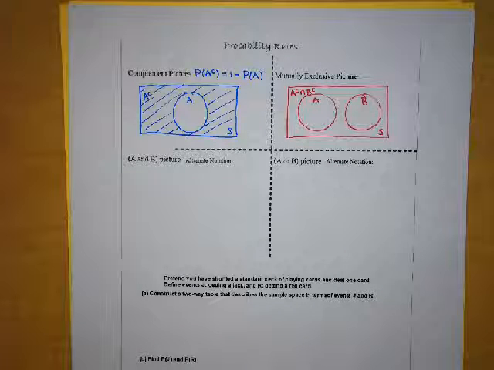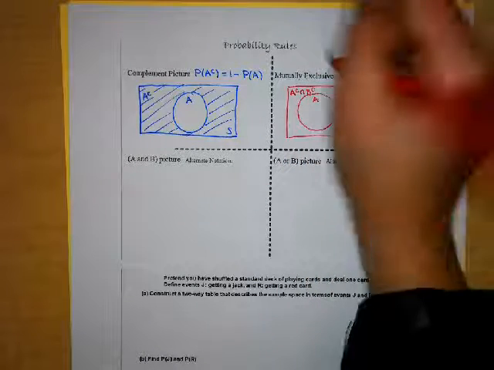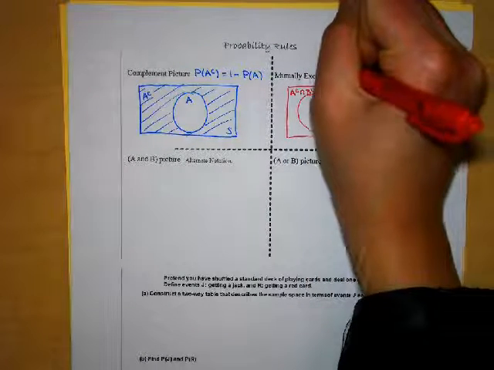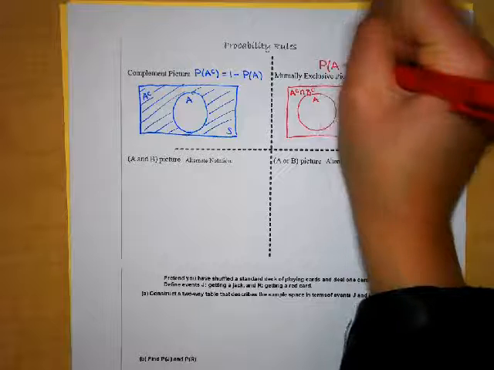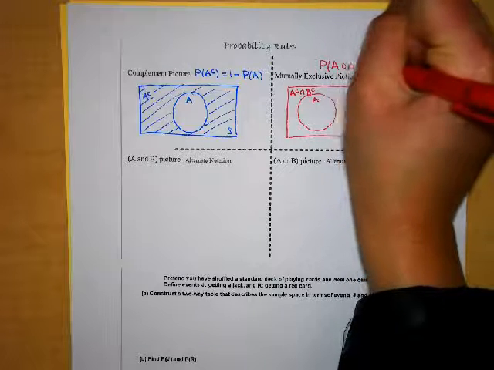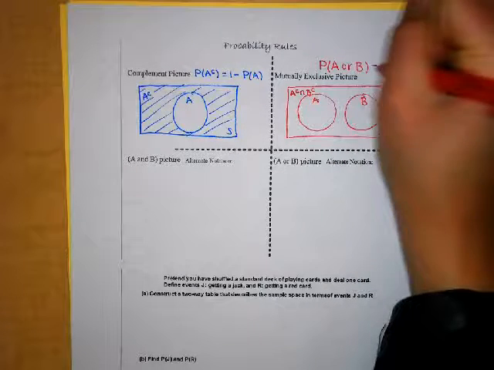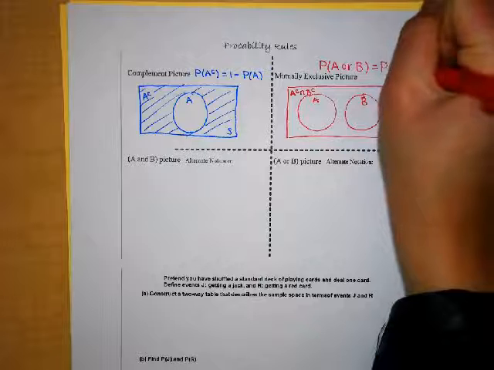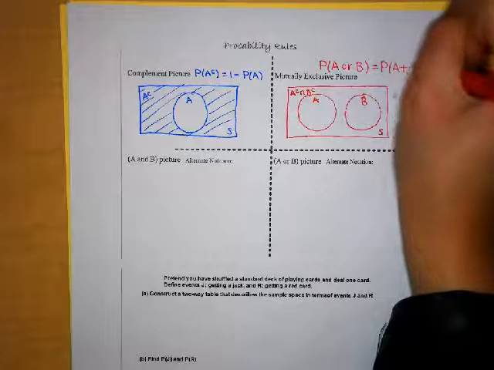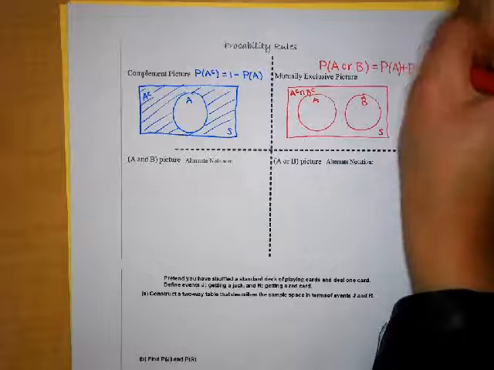And our second probability rule came from mutually exclusive events, and that told us that the probability of A or B was the probability of A plus the probability of B. Oops, forgot my parentheses.